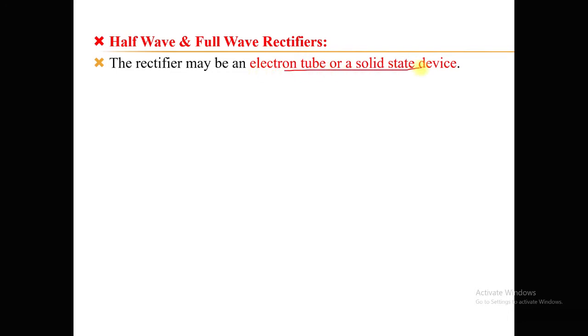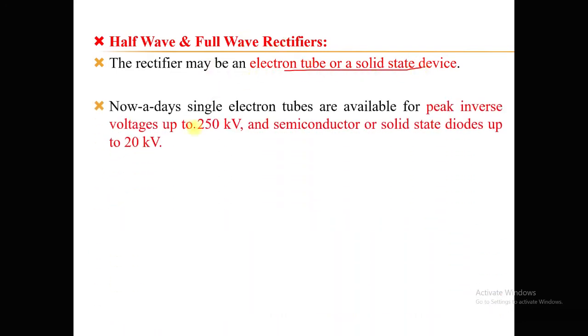So let us start with the high voltage DC generation. So half wave and full wave rectifiers. A rectifier may be an electron tube or a solid state device. Nowadays single electron tubes are available for PIV, peak inverse voltage, up to 250 kV, and semiconductor or solid state diodes up to 20 kV. So you can see that if I am using these solid state devices to convert AC into DC, it has a voltage level up to 20 kV only.